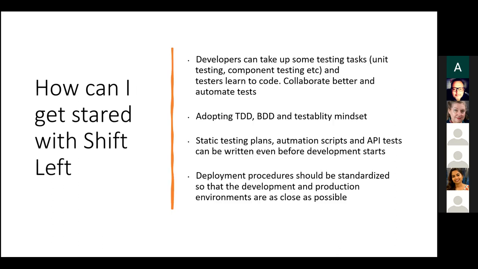And then we have to have a static testing plan, automation scripts, and API testing, which can be written before the development starts. This is an approach we can start. And deployment procedure should be standardized. This talks about how we should have a deployment environment, which also enables us to do a lot of implementation early in the cycle so that we can test everything earlier.